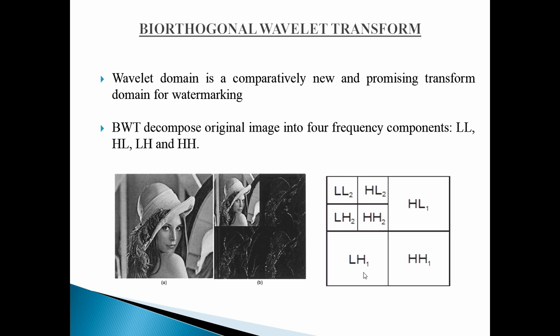If we talk about the bioorthogonal wavelet transform, this is newer compared to DCT, in which we can decompose an image into four components. The first one is LL, which is called the approximation component, and the others are HL, HH, and LH. The first component contains approximate information, and the other components contain the edge related information.